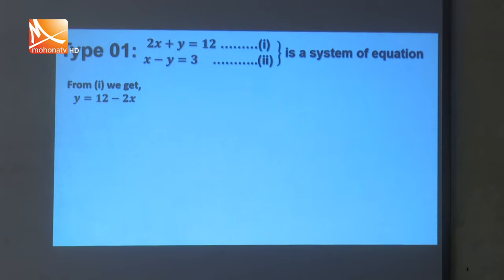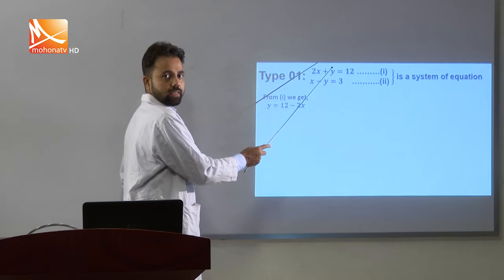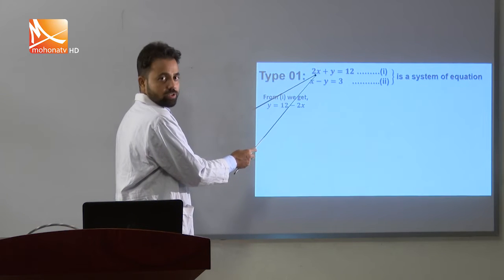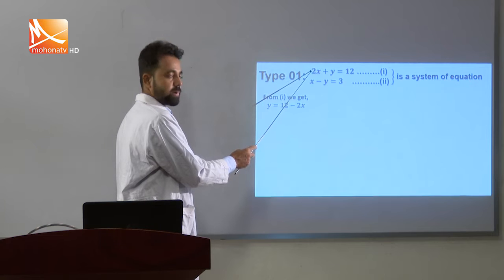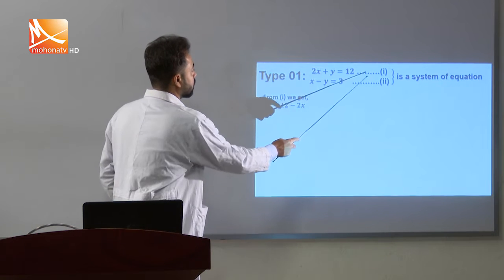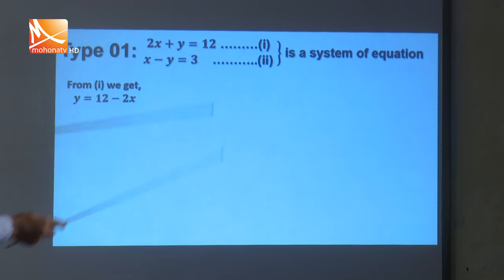So, students, observe carefully. From 1 we get y, we can write equation 1 as y equal to 12 minus 2x. If 2x is transposed from left side to right side, then the sign will be changed. Here the sign of 2x is plus. So, if it goes right side, then it will turn minus. So, we can write y equal to 12 minus 2x. Now, students, we will find some values of y for some independent values of x from this equation.